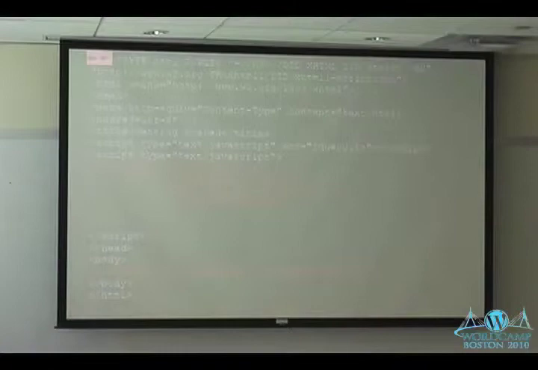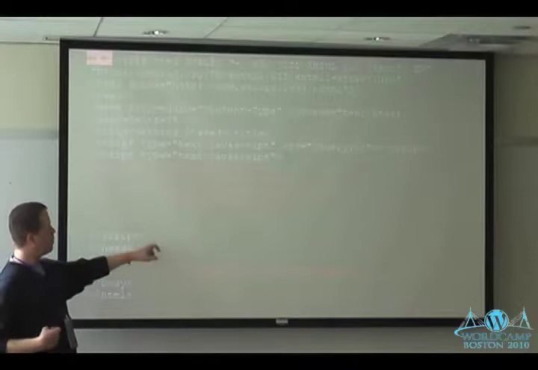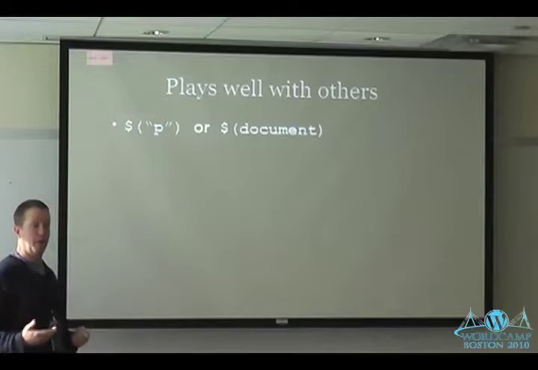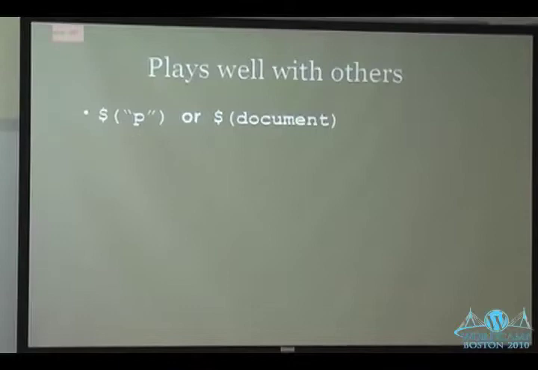So I have a link here. When they click WordPress, they're going to get an alert that says, thanks for visiting, and nothing else is going to happen. This would return a collection of all the paragraphs on a page, or it would return the entire document as an object that I don't have to loop through. It's available and I can act upon it.